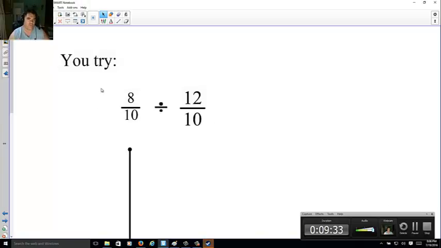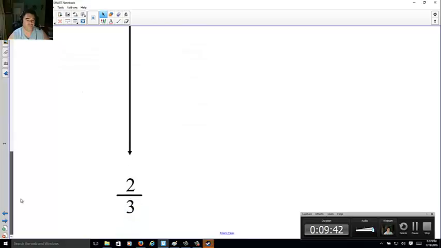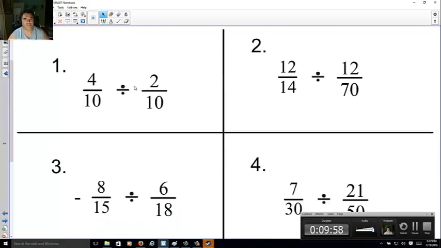You try. Don't forget, flip first the back fraction, not the front, and then multiply. Let's see how you did. Did you get 2/3? I hope yes.